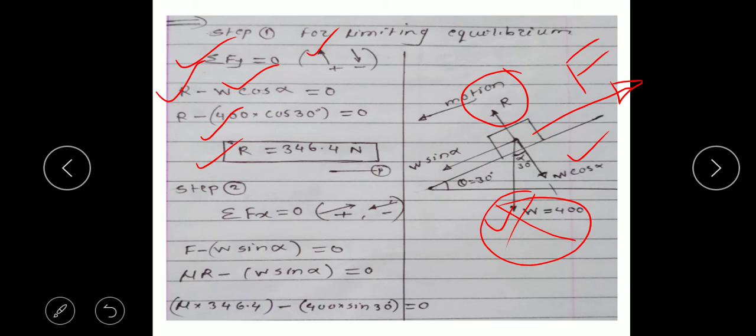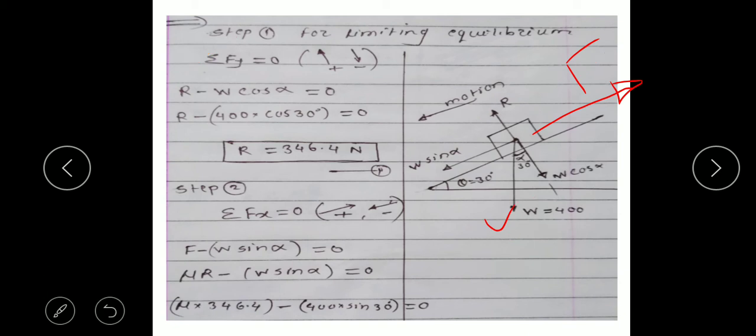Step two is the summation of all the horizontal forces. Again, this arrow will indicate the positive, this arrow will indicate the negative. So according to that, we have to focus on the diagram first. How many horizontal forces are there? One force is W sin alpha, but the direction is downward, so it will be negative, so minus W sin alpha. Second is the F, which is moving upward, and upward force is positive, meaning positive F, so F minus W sin alpha equals 0.